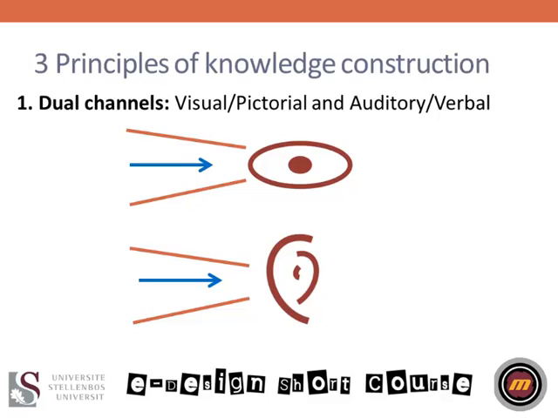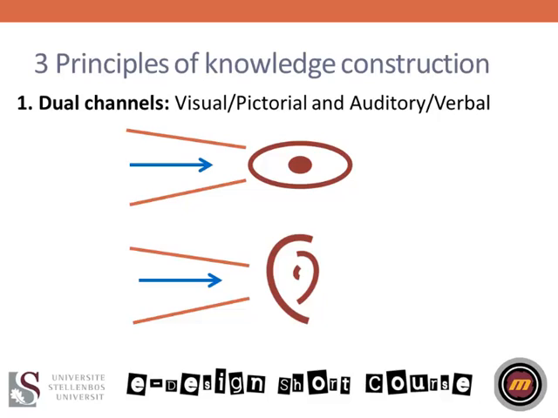First principle, dual channels. There are visual, pictorial, as well as auditory or verbal channels. So, in the picture at the top, we see an eye. That is the visual or pictorial channel of sensory information, and the blue line indicates how the information flows through the eyes into the learner's brain. The bottom one is the channel for auditory or verbal. So visual might be images the person sees, or it might be words that are read.